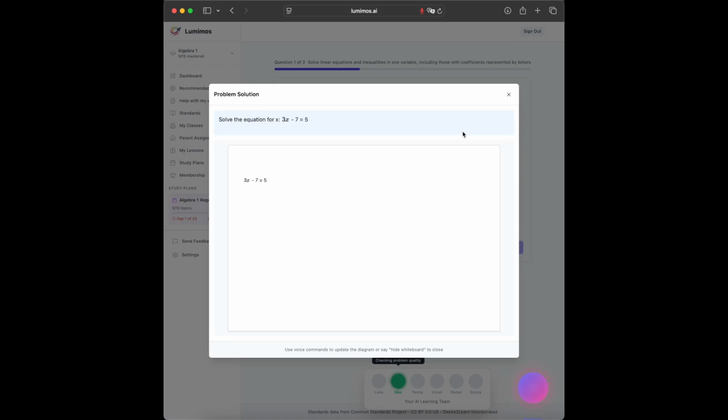Perfect. Let's solve this together. Here's our equation. When we solve for x, our goal is to get x by itself on one side. What do you think our first step should be? I think we add 7 to both sides, right? Exactly. We add 7 to both sides to undo that negative 7. What does that simplify to? Doesn't it simplify to 3x equals 12?